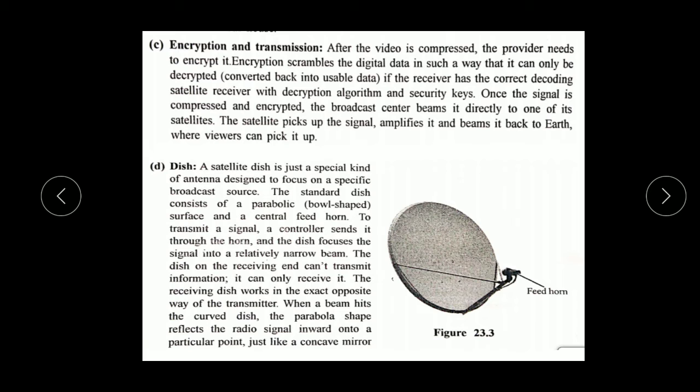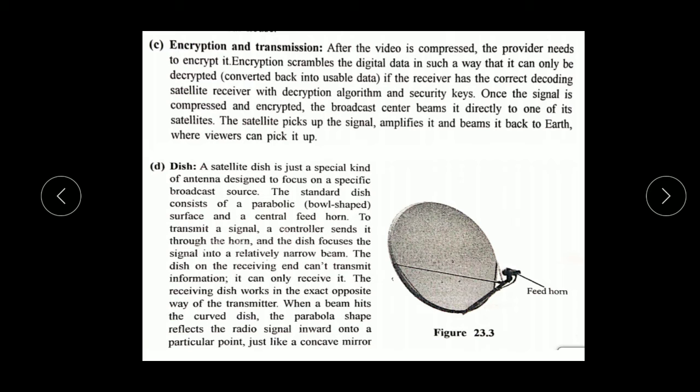A satellite dish is just a special kind of antenna designed to focus on a specific broadcast source. The standard dish consists of a parabolic bowl-shaped surface and a center feed horn. To transmit a signal, a controller sends it through the horn, and this focuses the signal into a relatively narrow beam. The dish on the receiving end can't transmit the information, it can only receive it.